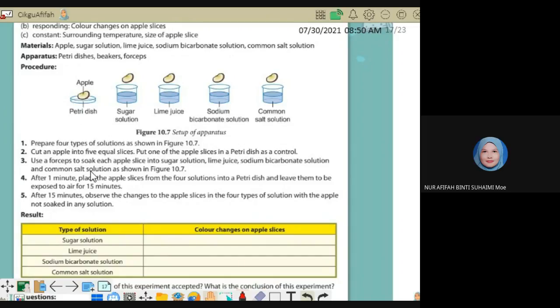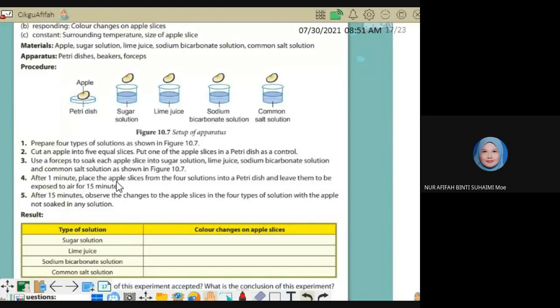Number 3, use a forceps to soak each apple slice into sugar solution, lime juice, sodium bicarbonate and common salt. So this one is manipulated variable. Number 3, dia dah state manipulated variable. Number 2, dia state constant variable. Dah cukup 2. Okay, and then kita nak observe apa untuk responding.